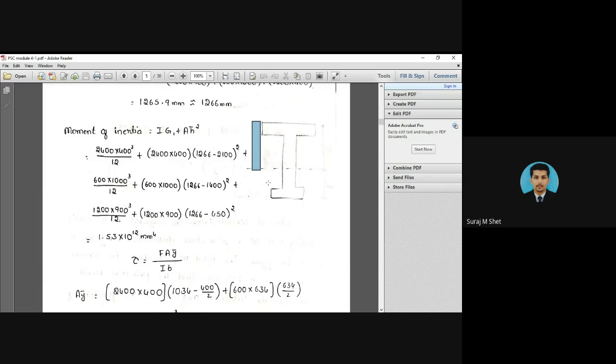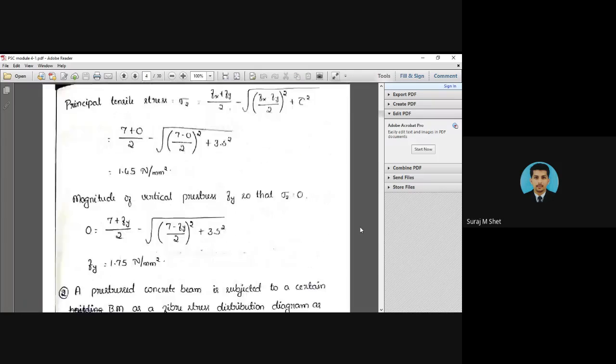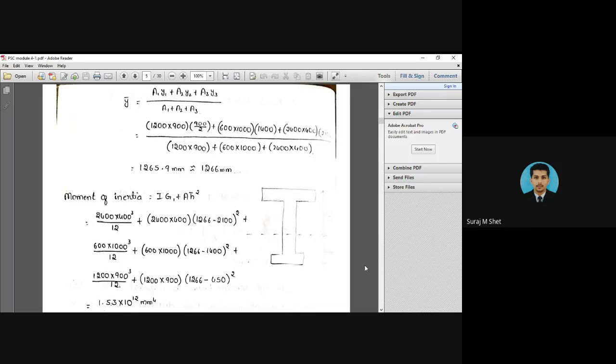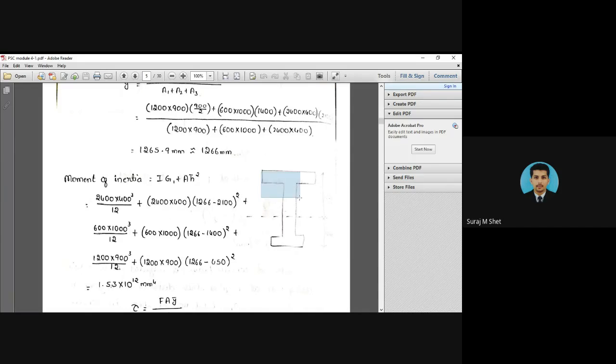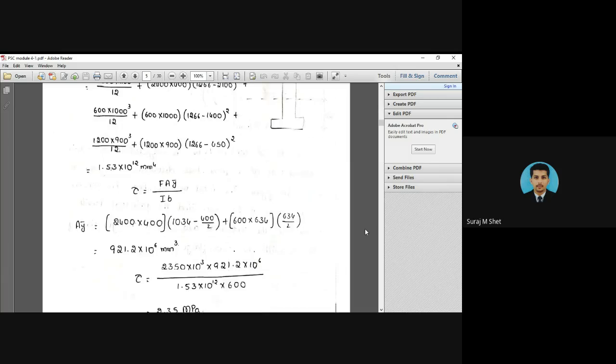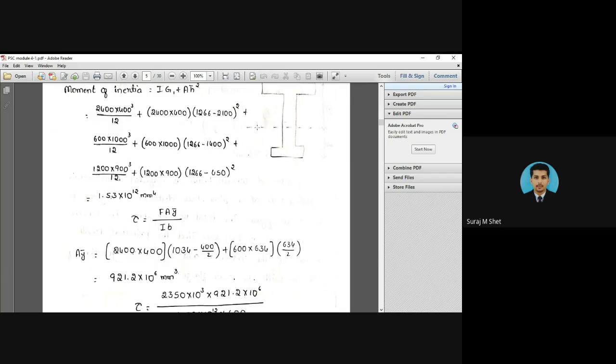This is from the below value, 1266. So the above value is 1034 minus 400 divided by 2. This value minus 400 divided by 2. Same after this area, you have to take 600 into 634, into 634 divided by 2. This is the formula to calculate the area above this. This is A into y bar above. Only you have to consider this part. Remember, don't get confused in the exam. You have to take above the neutral axis. Only you have to consider above the neutral axis. I hope you understood. You have to take up to the point. Only you have to take this point.